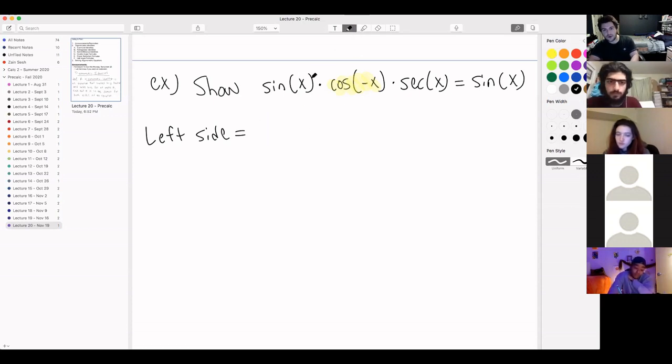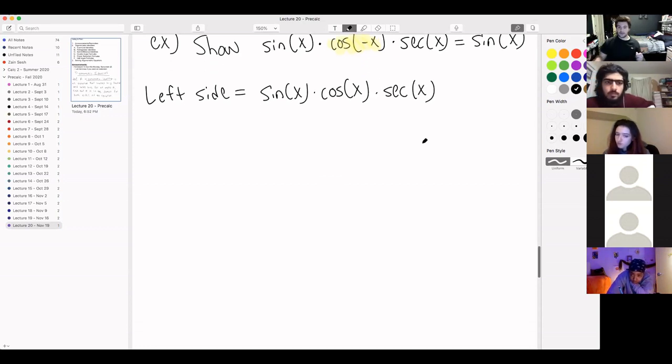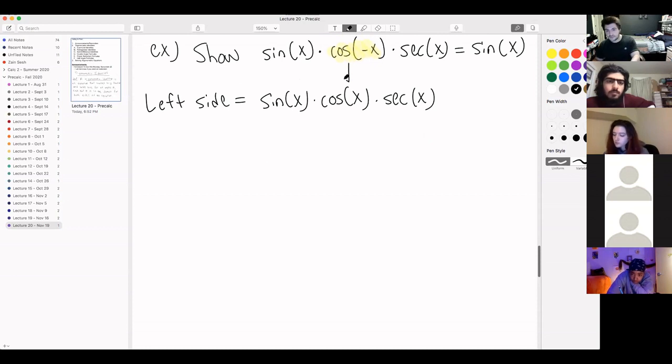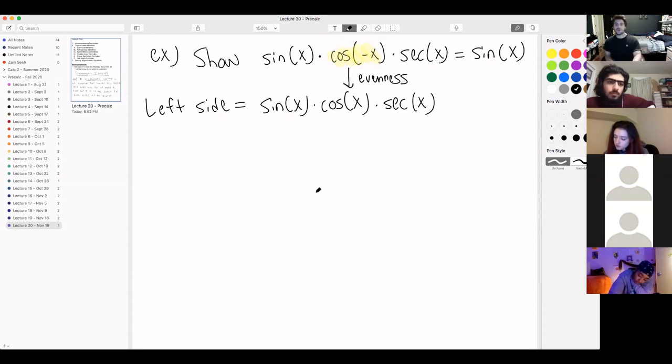Okay, so by evenness of cosine, this is the same as sine of x times cosine of x times secant of x. So that's by evenness. Good. All right, so we're almost done here.